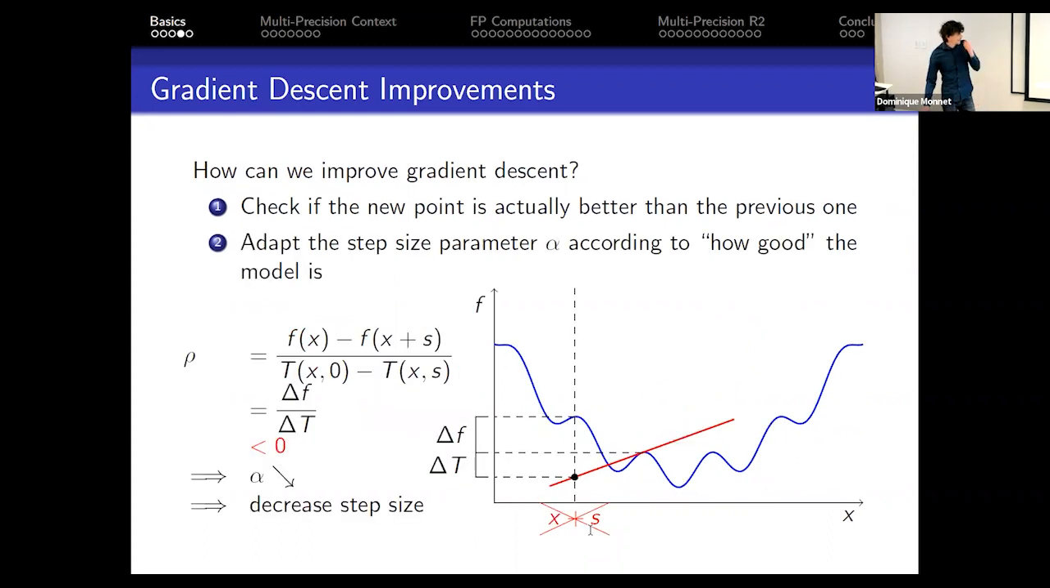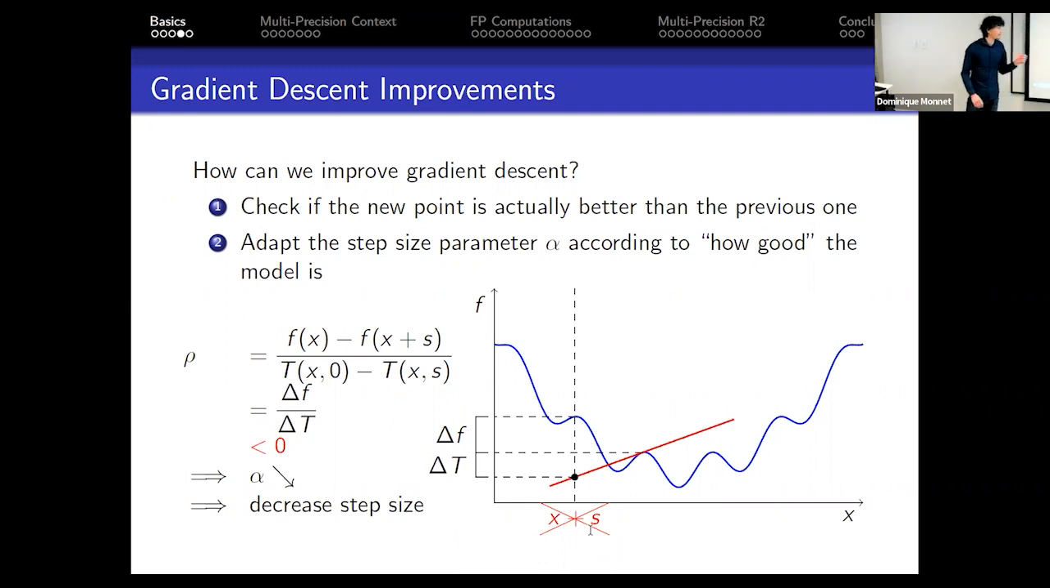Okay, so basically, if my step is too big, what it tells me is that my local model, the red slope, my Taylor series function, is good locally, but not that good if I make a step too big. So what I want to do is to decrease the step size. And how do I know if my model is good or not at my candidate here?